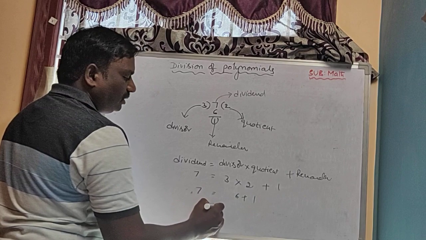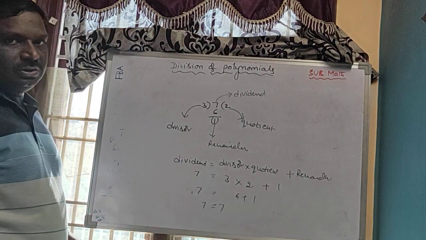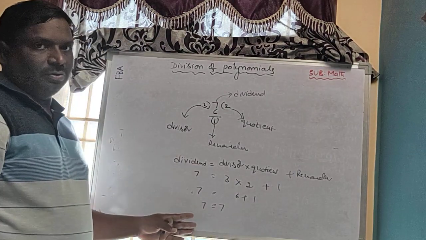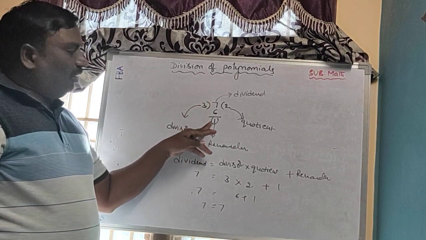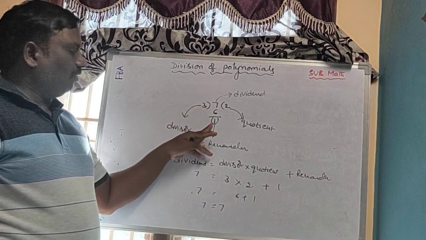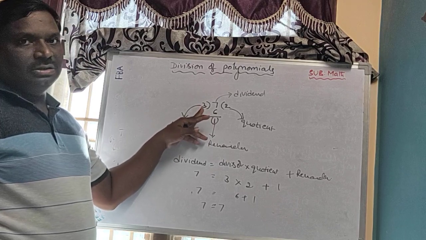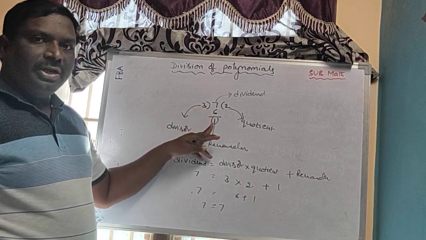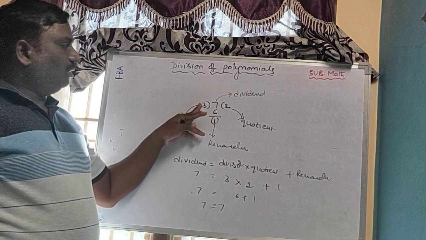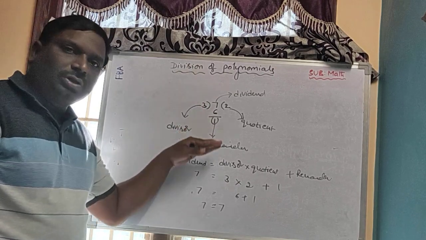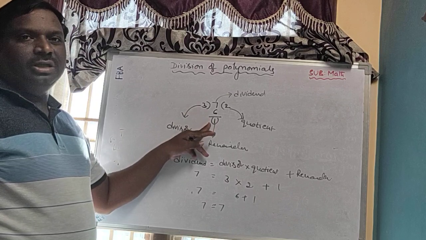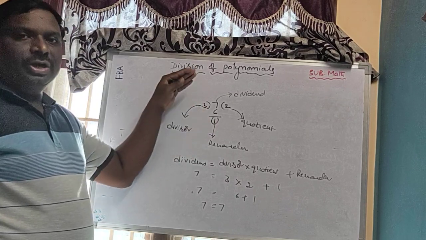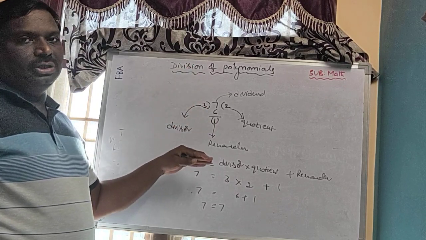7 equal to 7. Verified the division rule. So see here, the remainder is 1. Divisor is 3. So when the remainder is less than the divisor, then we have to do the continuous division. When the remainder is less than the divisor, we can do the division continuously.